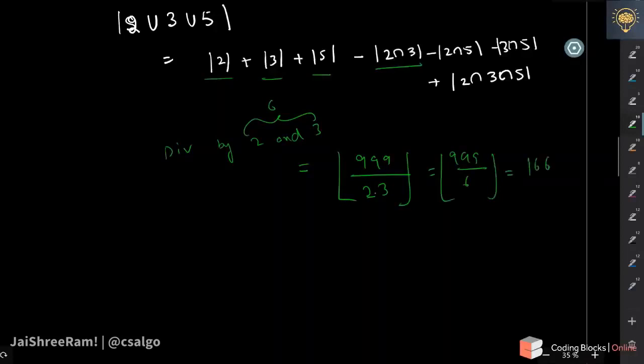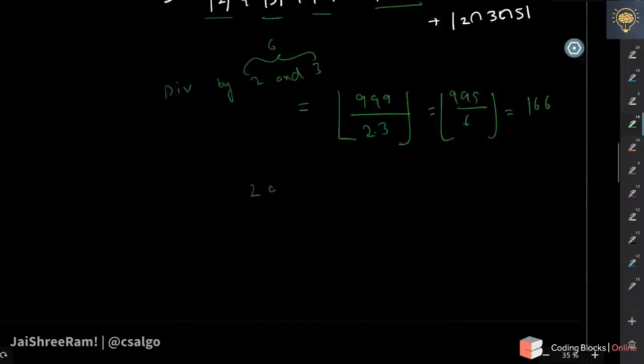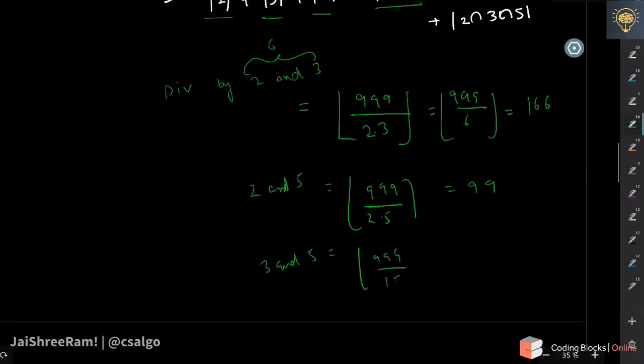Similarly you need to find all those numbers which are divisible by 2 and 5. You can do the floor of 999 divided by 2 into 5, all multiples of 10, so it is going to be 99. And similarly you need to find 3 and 5. It is going to be 999 divided by 15, 3 into 5. Oh sorry, this comes out to be around 66.